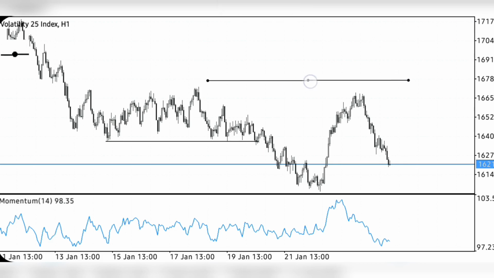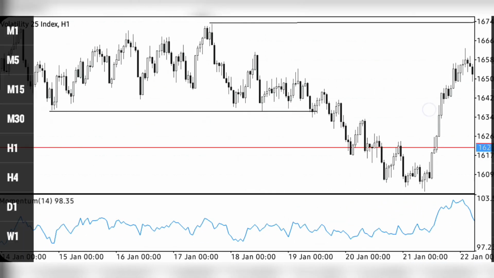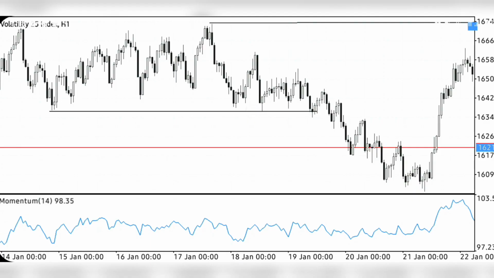Here is our protected high. This is the protected high. And where is the area we are expecting the market to come back? You can see we had a liquidity void here.